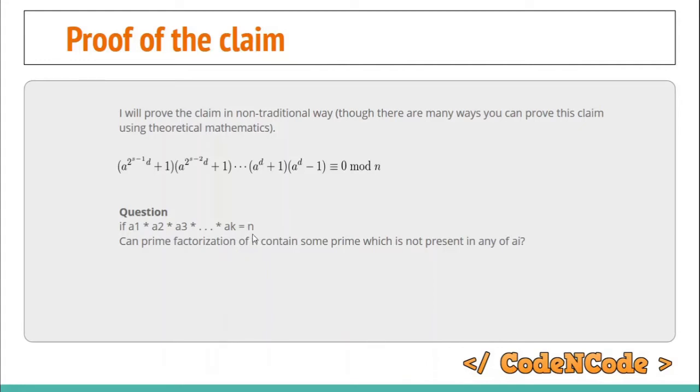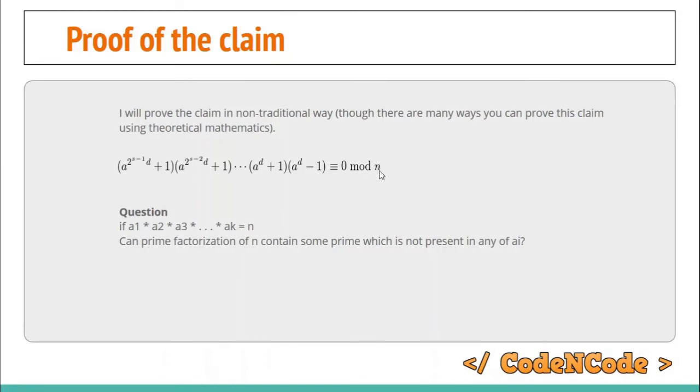The prime factorization of n cannot contain any prime which is not present in the prime factorization of these numbers, because n is the product of these numbers. So if any prime exists in any of these integers, it must appear in the prime factorization of n as well. Similarly, our claim is that if n is a prime number, then it must divide one of these factors. Why is that? If none of the factors are divisible by n, that means n doesn't exist in their prime factorizations.